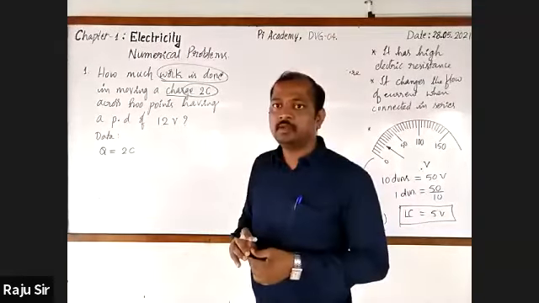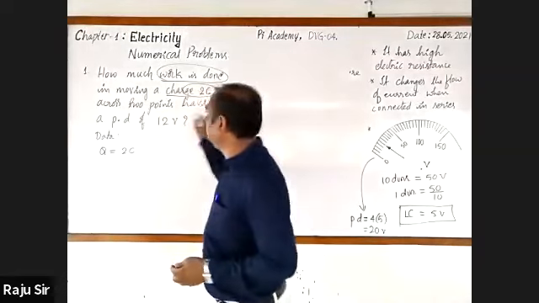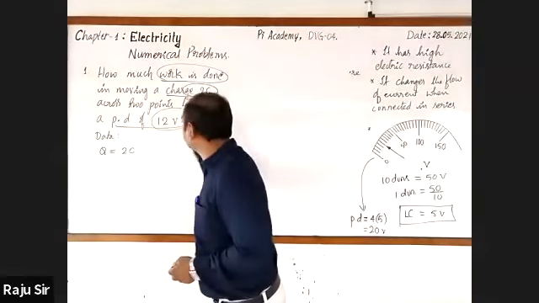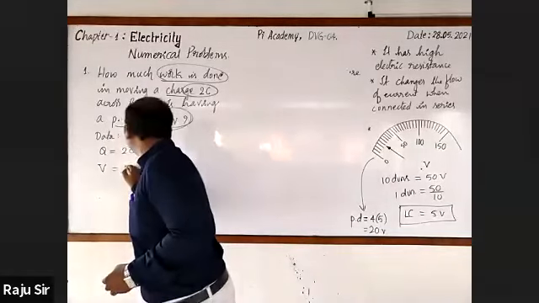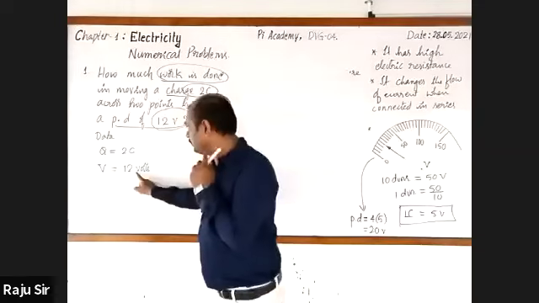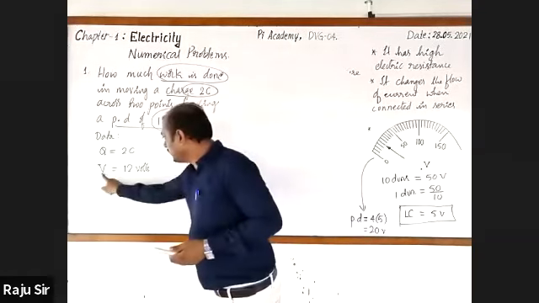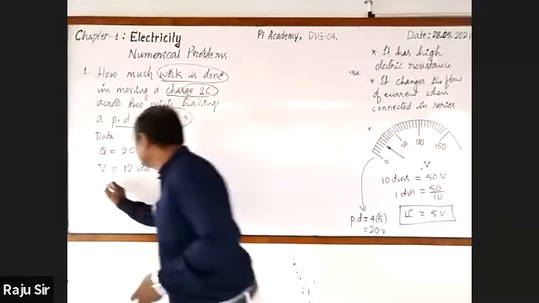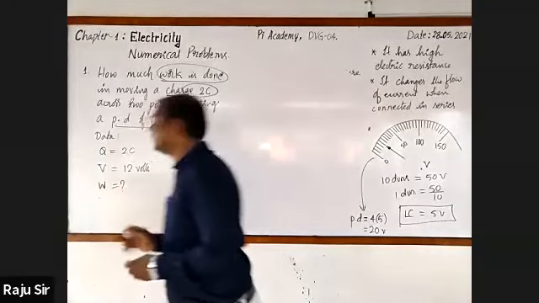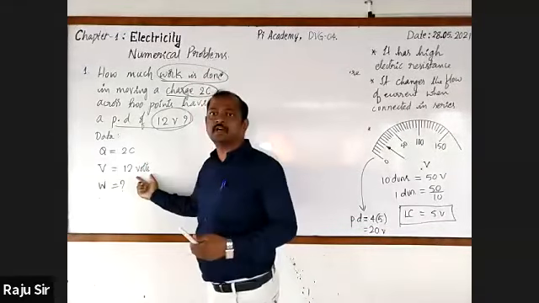Please go on writing with me. Capital Q is equal to 2 coulombs. Across 2 points having the potential difference of 12 volts, V is equal to 12 volts. Here also, if you write V, you may get confused, so I have written in words: voltage is equal to 12 volts. And we are going to find out the amount of work to be done in moving 2 coulombs of charged particles to obtain the potential difference of 12 volts.